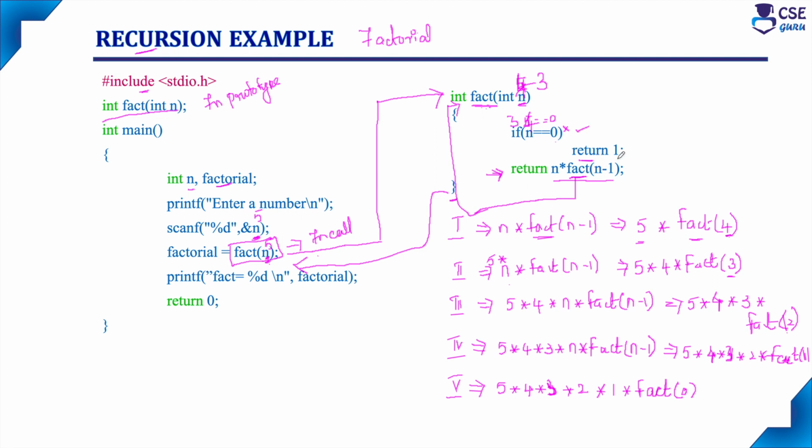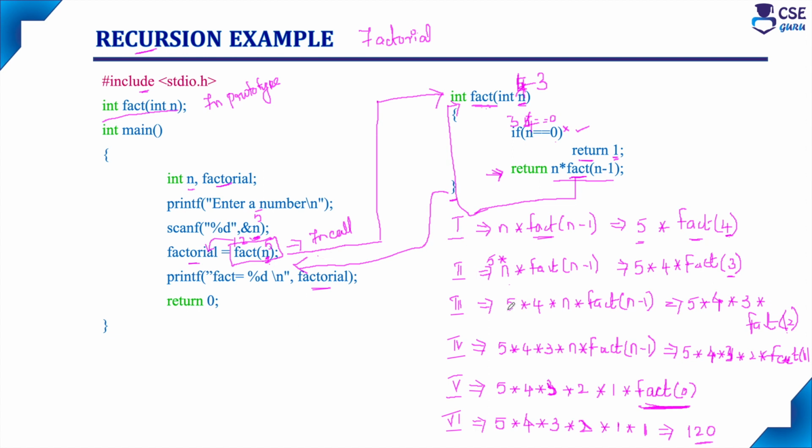Now it will return 1 for this fact of 0. So in the sixth recursion, fact of 0 returns 1. Now the recursion is over because the function execution is completed. It will return 1 and exit this user-defined function. Now it will return the value 5 into 4 into 3 into 2 into 1, which we get as 120. This 120 is returned here, copied to the variable factorial, and displayed on the output screen.